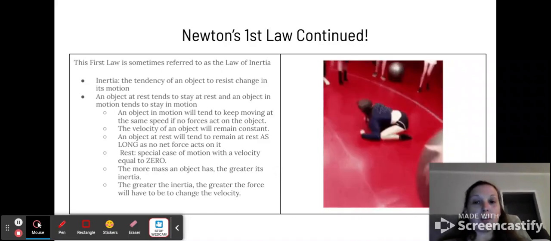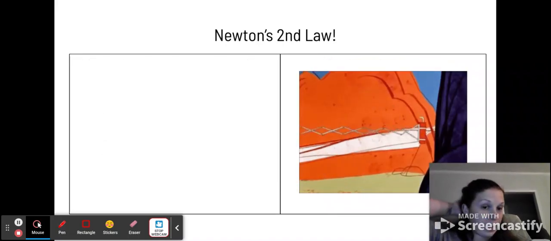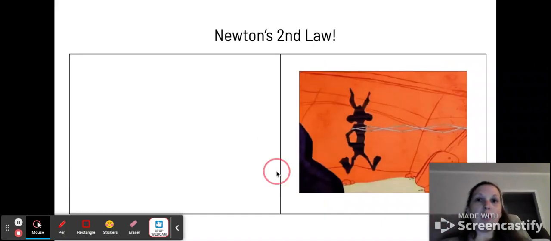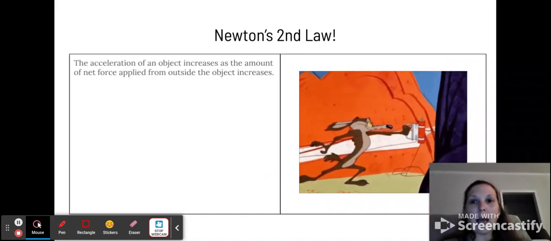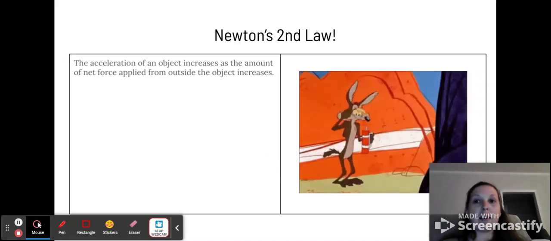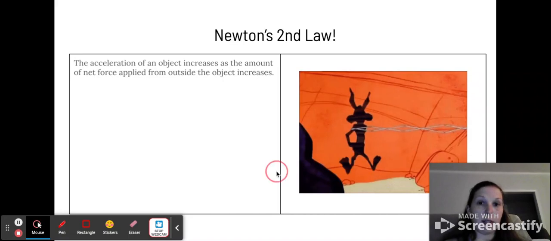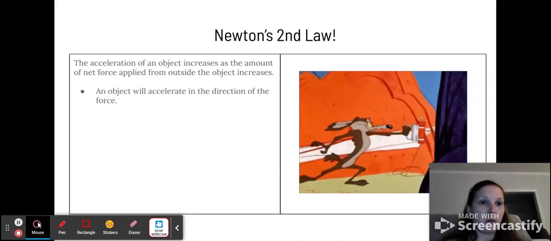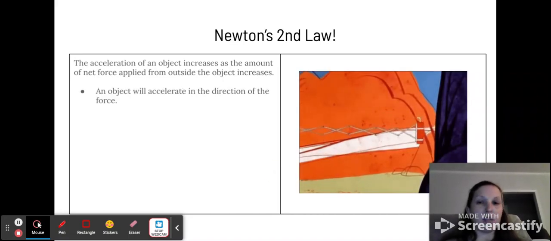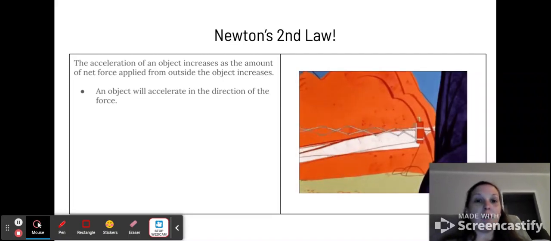And the greater the inertia, the greater the force will have to be to change its velocity, which makes sense. So now let's jump into Newton's second law. This says that the acceleration of an object increases as the amount of net force applied from the outside on the object increases, which makes sense. The more force applied, the more of that change will occur. Objects will accelerate in the direction of the force.